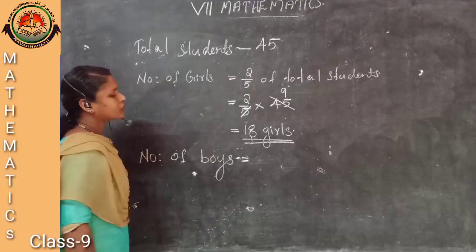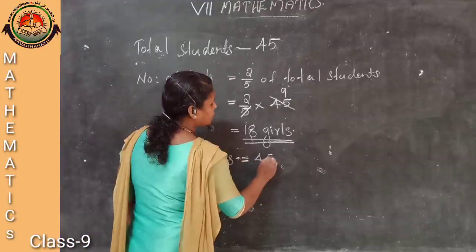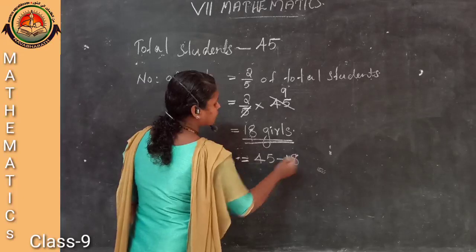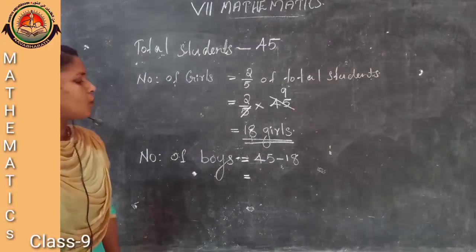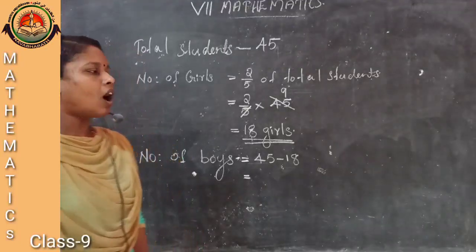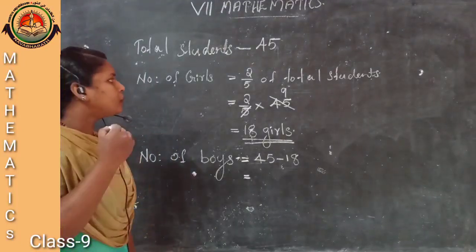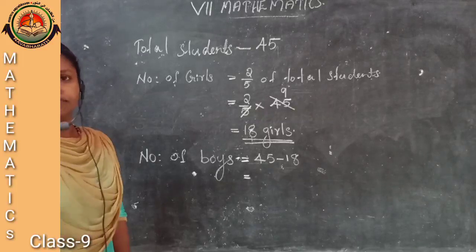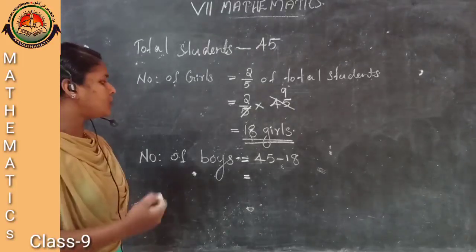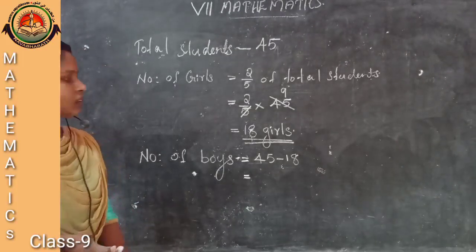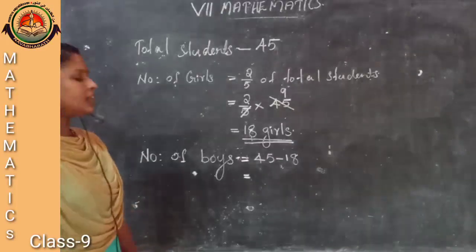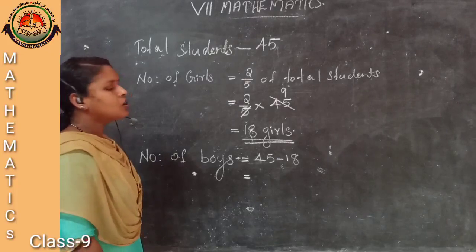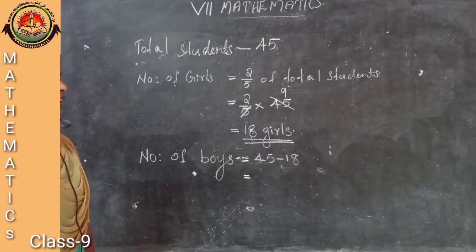Equal to 45 minus 18. Here total 45 students are there. Out of that 45, 2 by 5 are girls. That means 2 by 5 into 45, which is 18. So if there are 18 girls, the number of boys means 45 minus 18.